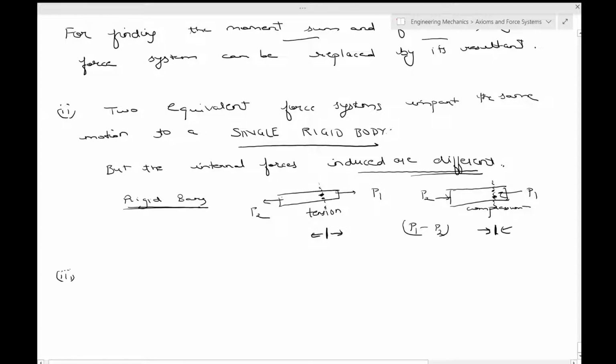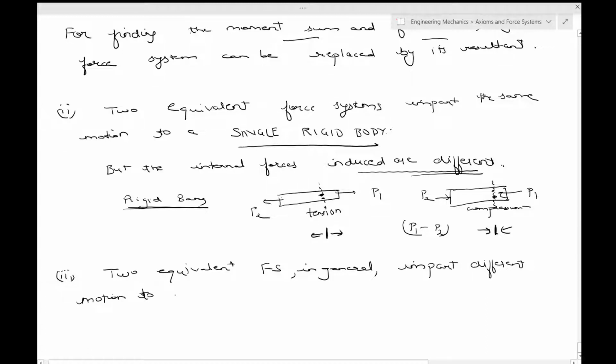Now the third point: if you have two equivalent force systems, in general they impart different motion to a deformable system, and to a system of rigid bodies.